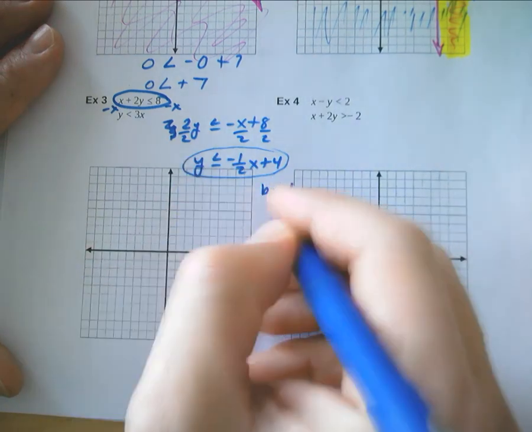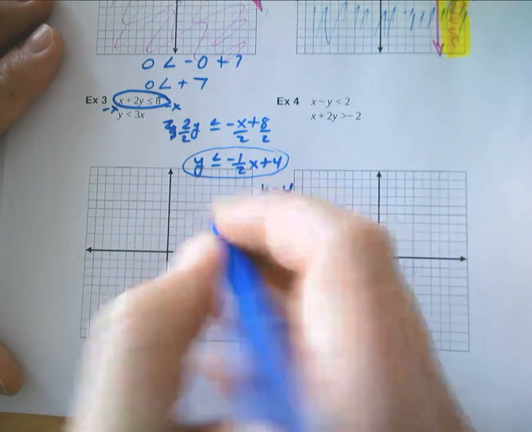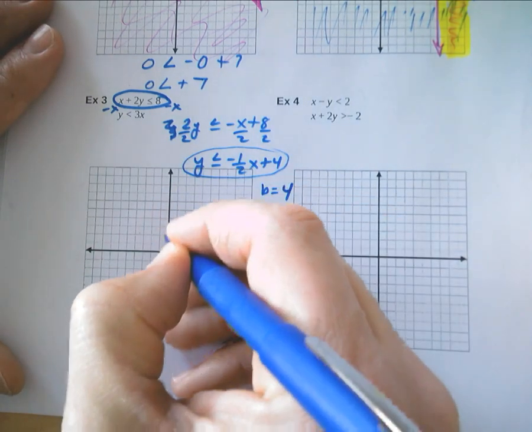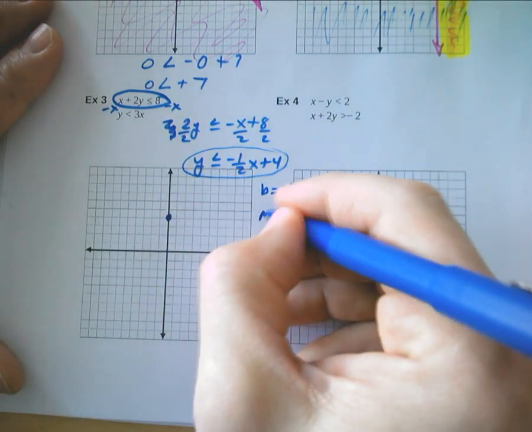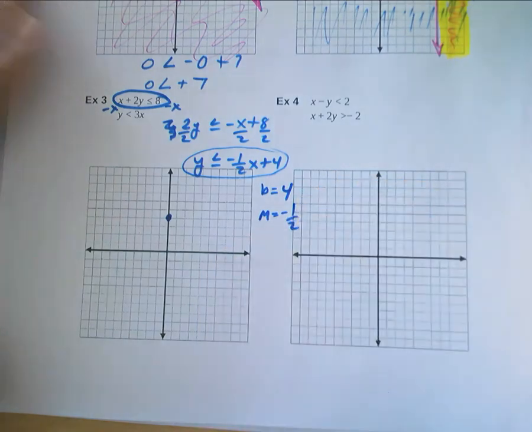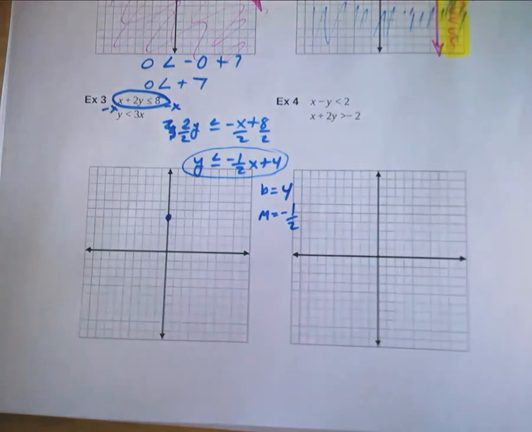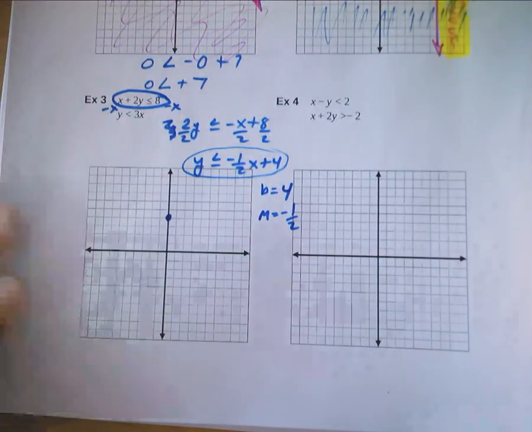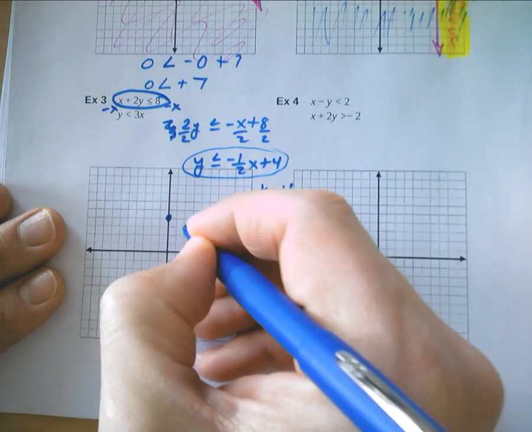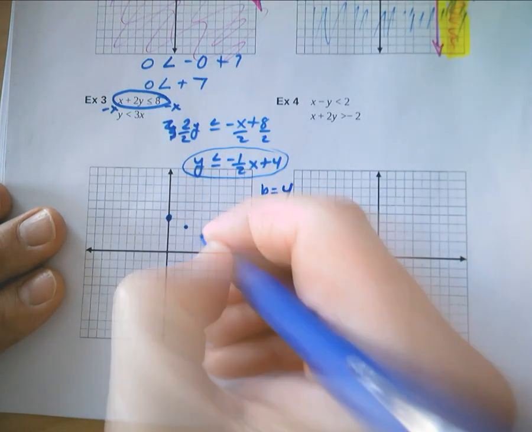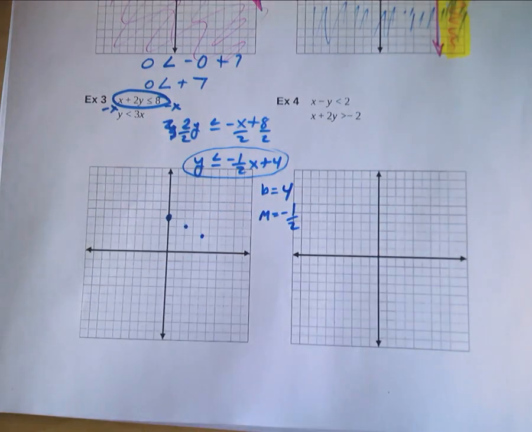So I put my pencil on the b: 1, 2, 3, 4. And I got m here, negative 1/2, right? So negative is going down, and over to the right 2. Down 1, over 2. You can do that as many times as you want. Again, for my math lab, you just need to do it one time. Find your slope, and solid it out if it's less than or equal to.